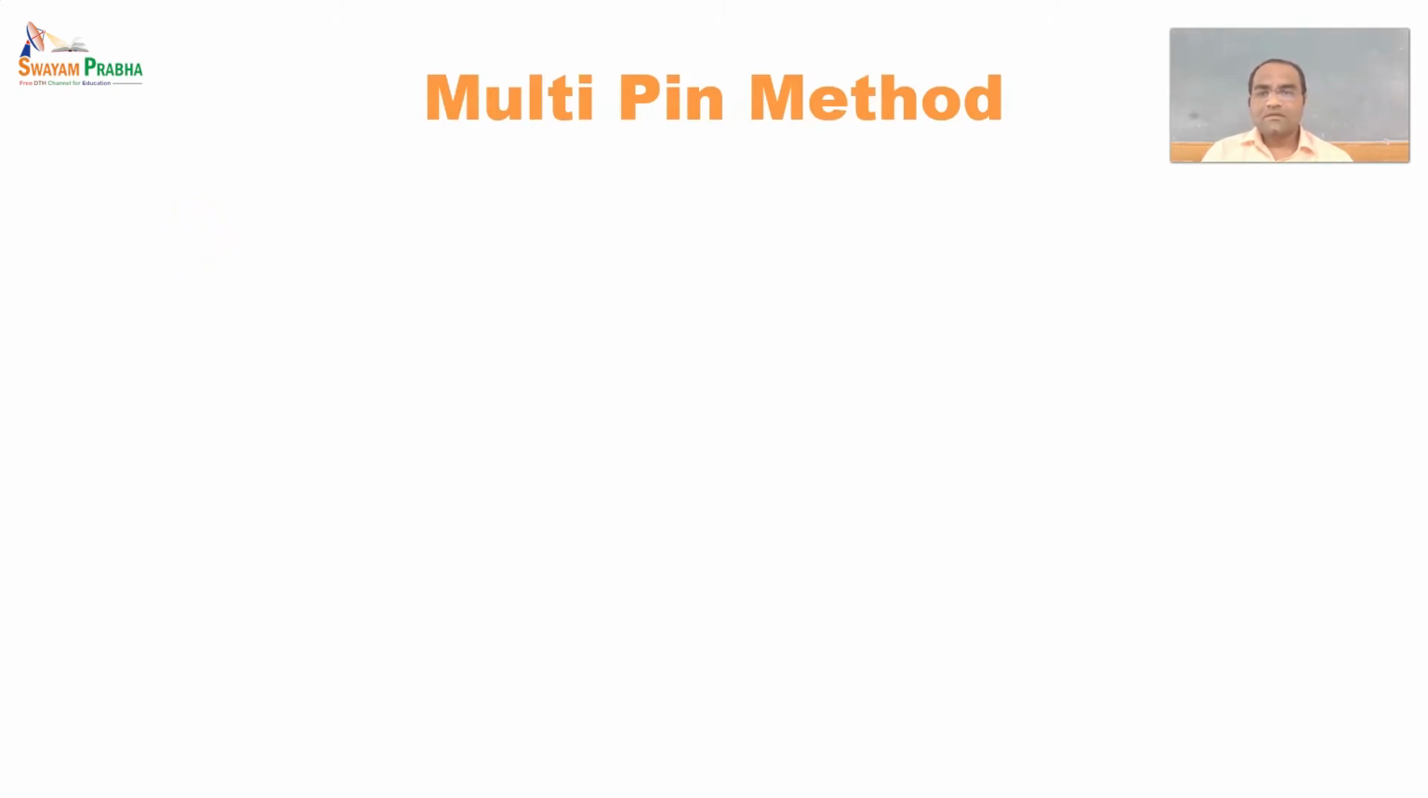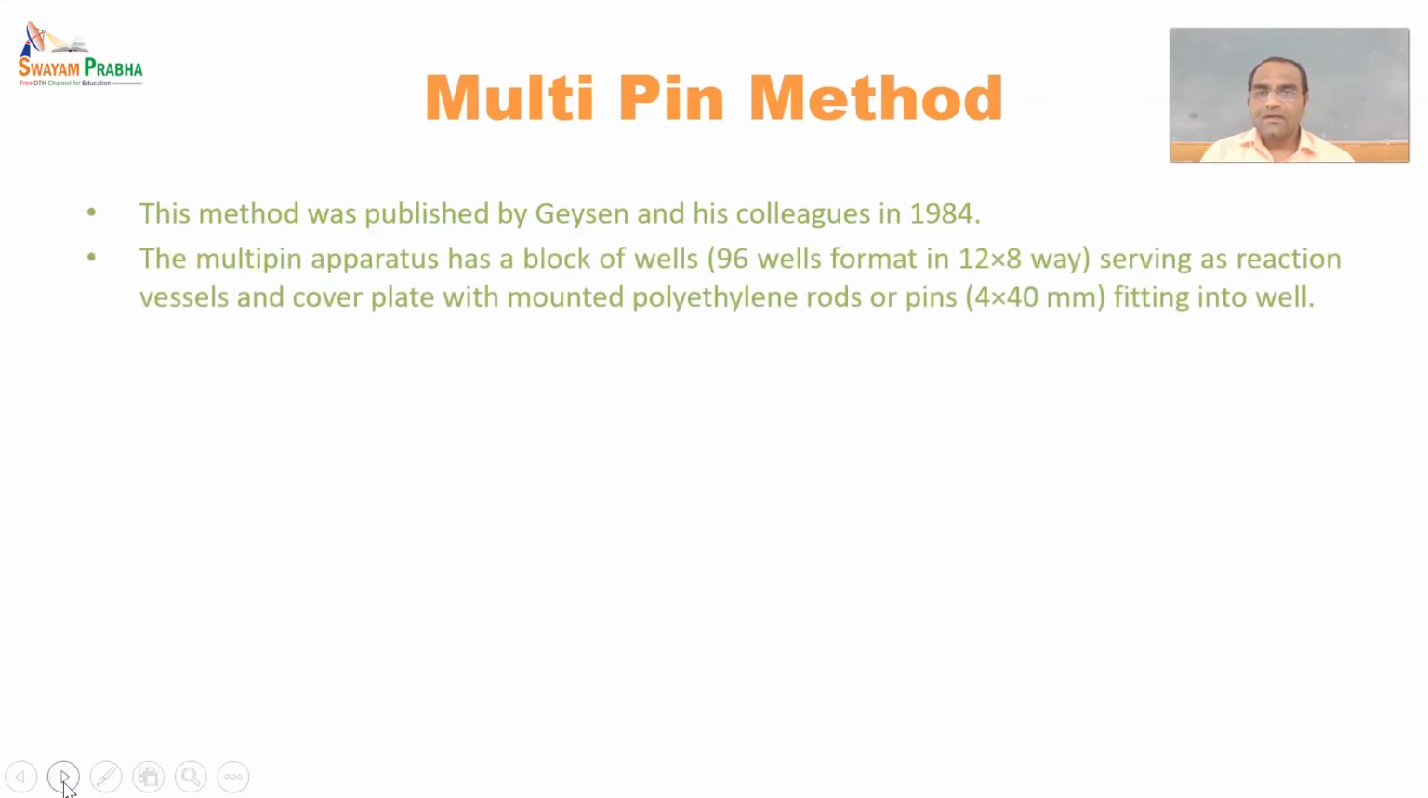The second method of parallel synthesis is the multi-pin method. This method was published by Geysen and his colleagues in 1984. The multi-pin apparatus has a block of wells. There are a total of 96 wells in a format of 12 rows and 8 columns, serving as reaction vessels, and a cover plate with mounted polyethylene rods or pins fitting into the wells.